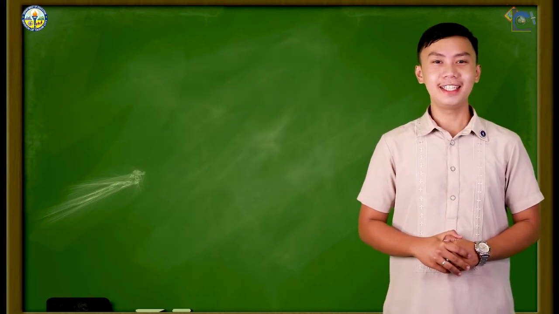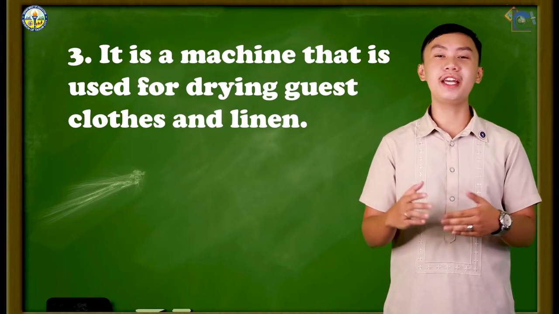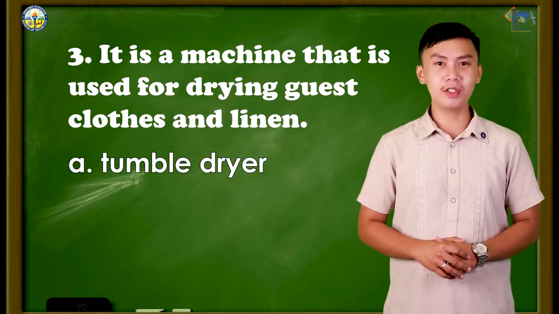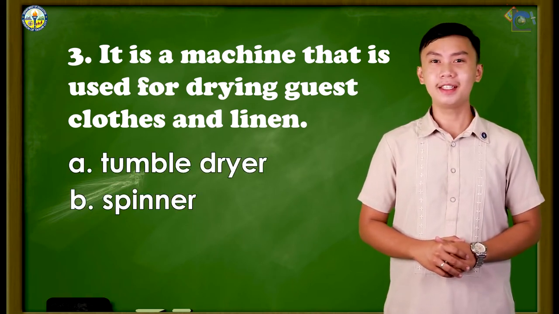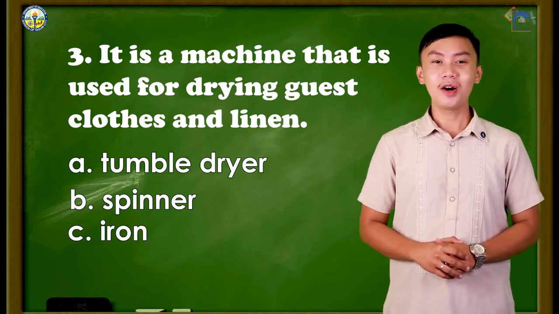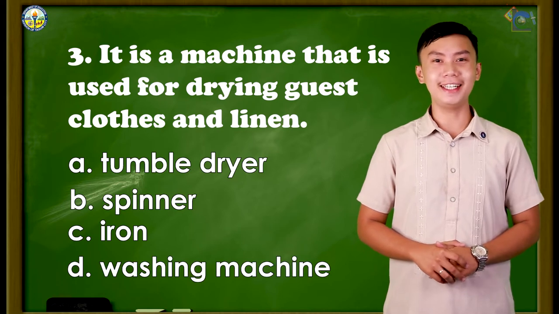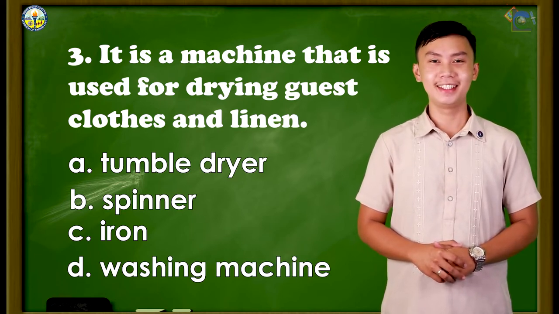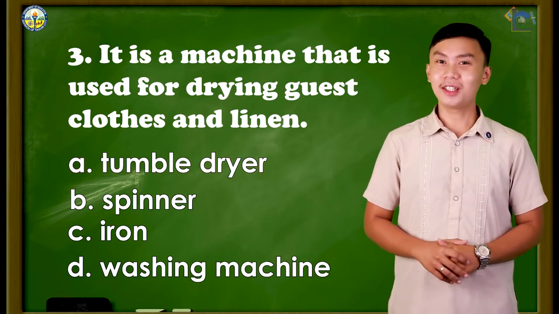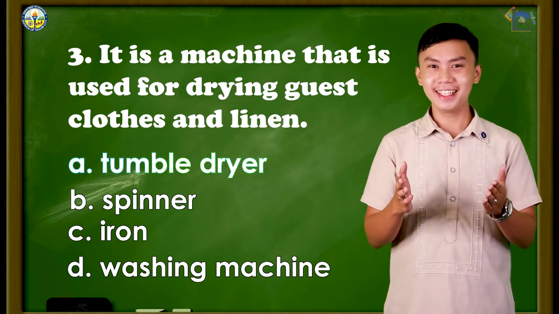Question number 3. A machine that is used for drying guest clothes and linen. Letter A, tumble dryer. Letter B, spinner. Letter C, iron. Or letter D, washing machine. And the correct answer is letter A.